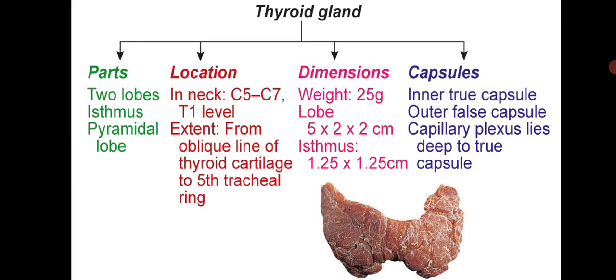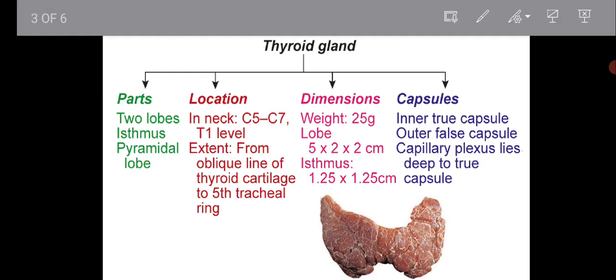Thyroid gland morphology. The thyroid gland has two lobes, and these two lobes are connected by the isthmus, and a third lobe known as the pyramidal lobe is present. This pyramidal lobe is connected with fibrous bands to the hyoid bone in the form of the levator glandulae thyroidae. And the location of the thyroid gland is in the neck region.